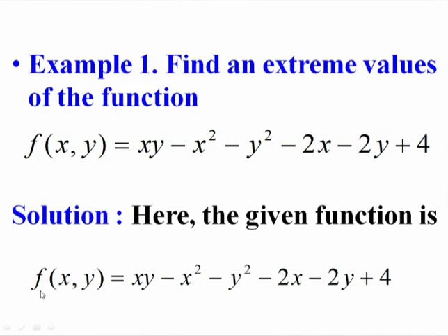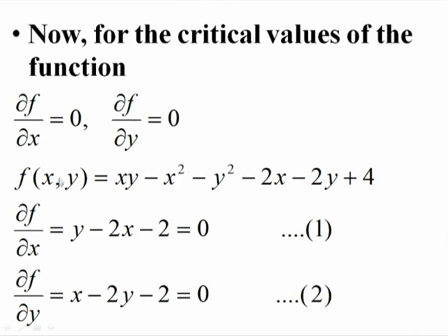So first we find the partial derivative of f with respect to x, which is del f by del x. The partial derivative of x is 1 and y remains as it is. So y minus 2x minus 0 minus 2 minus 0 plus 4. So we get del f by del x is equal to y minus 2x minus 2. Let us see: y minus 2x minus 2 is equal to 0, and we equate this partial derivative to 0 to find the value of the point. Okay, so this is y minus 2x minus 2.